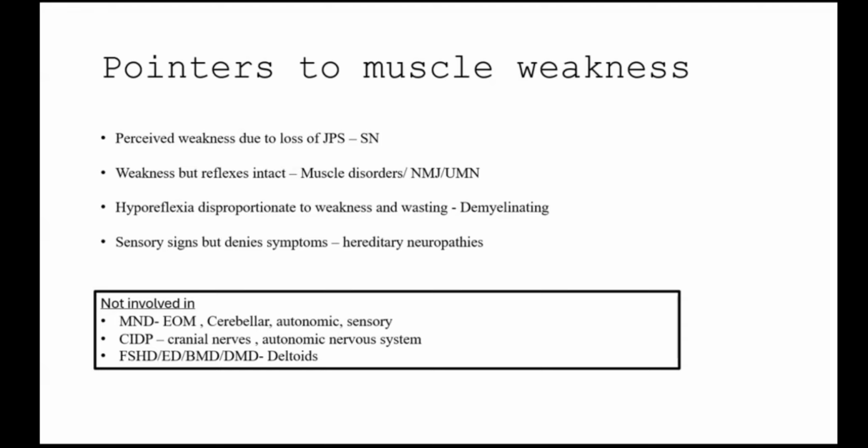of demyelinating disorders. Then, in hereditary neuropathies, because they are very long-standing diseases, the patients will not complain of sensory signs. But when you examine, you will find that there are sensory signs. The other important point is that in motor neuron disease, strangely enough, the extraocular muscles are not involved, and there is no cerebral autonomic involvement. In CIDP versus AIDP, there is lack of cranial nerve involvement and autonomic dysfunction.